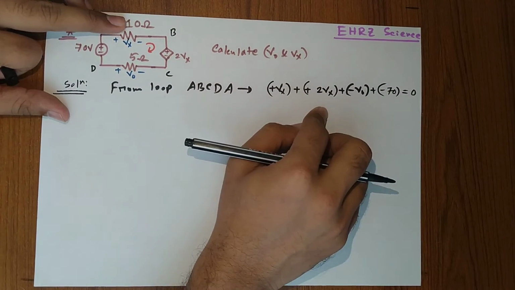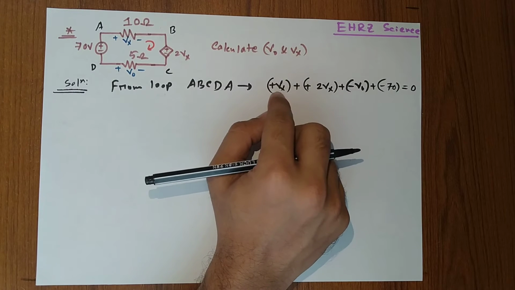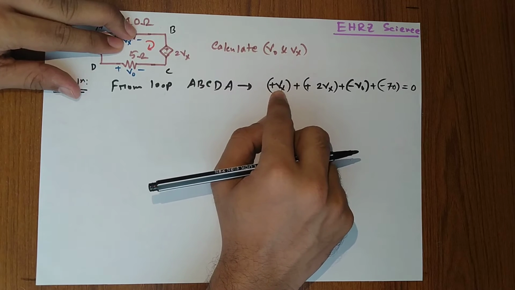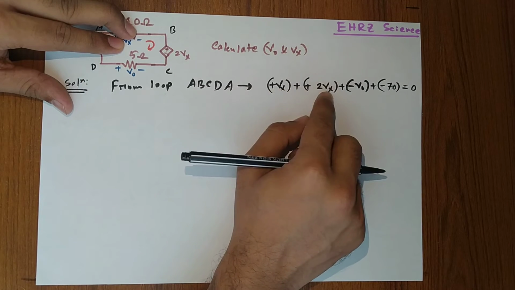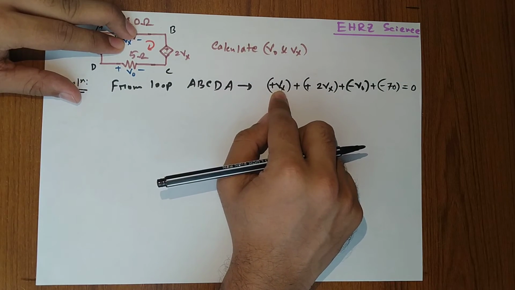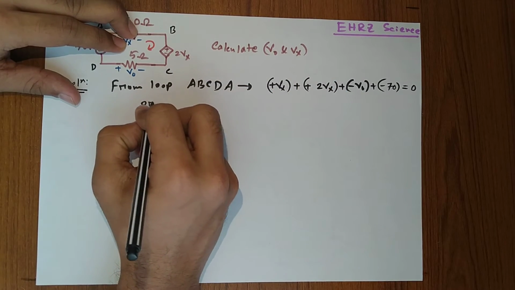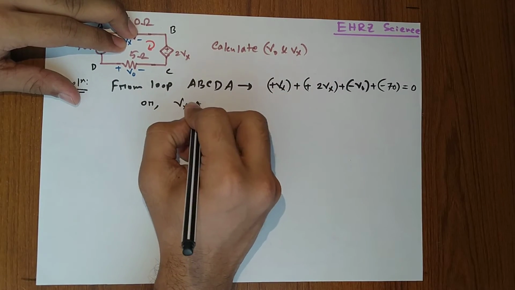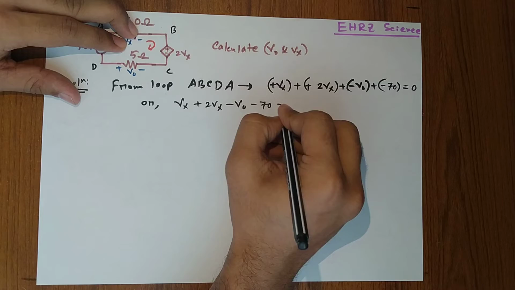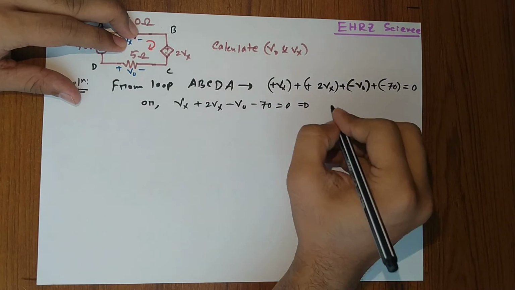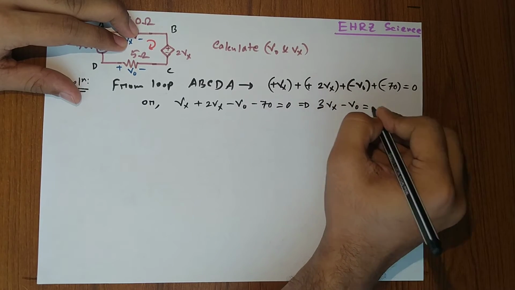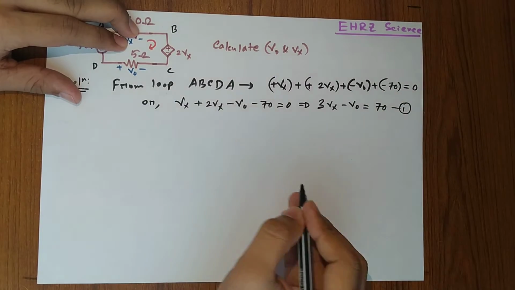I explained in my previous lecture that this positive sign stands for the polarity you are entering first, and beside it, whatever you are writing, Vx or twice Vx or V0 or 70, this means the value of that voltage. Now Vx plus 2Vx minus V0 minus 70 is equal to 0, which gives us 3Vx minus V0 is equal to 70.